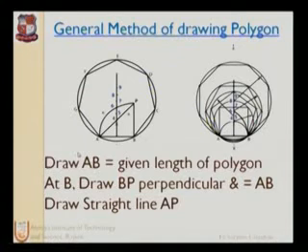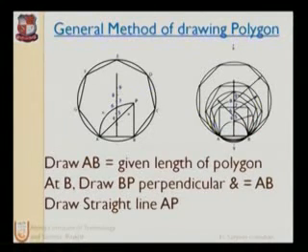So as we have seen, first, what is a polygon. Polygons are regular-sided geometry which can be a triangle, a square, a pentagon, a hexagon, a heptagon, and so on. So we have a general method of drawing a polygon. This is important. Draw AB. The AB length is given, so AB length is known. So the given length of the polygon side is AB.